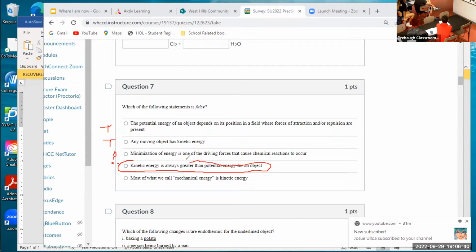We'll read the last one just in case, because sometimes we get things all scrambled. So most of what we call mechanical energy is kinetic energy. That's mechanical, meaning motion.